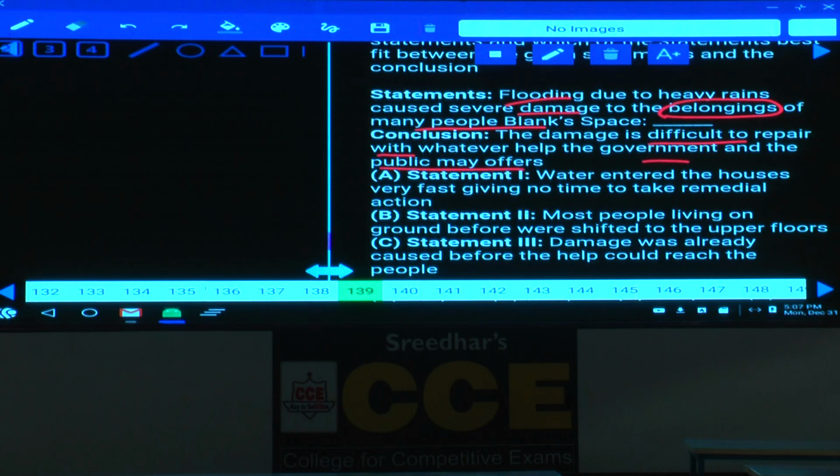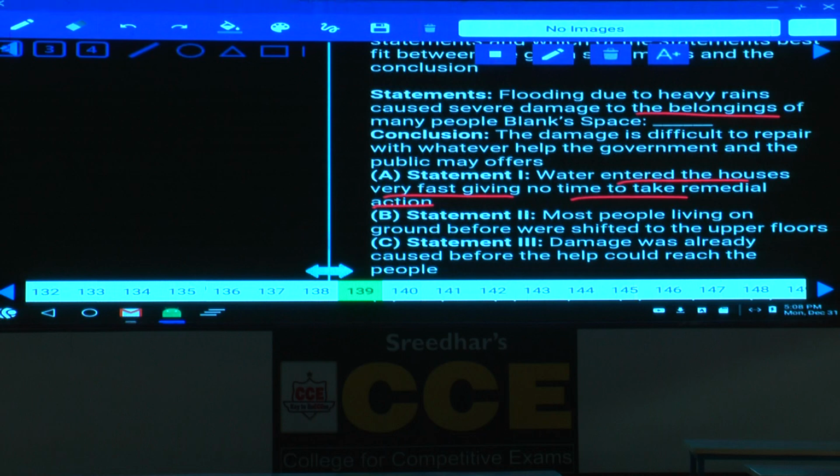Why was it so? Cannot be repaired because it cannot be. Now why was it so? Due to heavy rains, severe damage to the belongings. Now the belongings of these persons cannot be recovered. Why can it not be recovered? Because water entered the houses very fast, giving no time to take any remedial action. They could not collect them. Why was it so? Because suddenly the water entered into their areas.